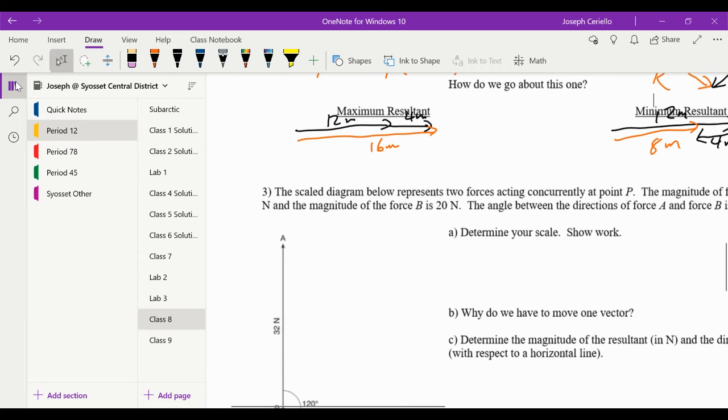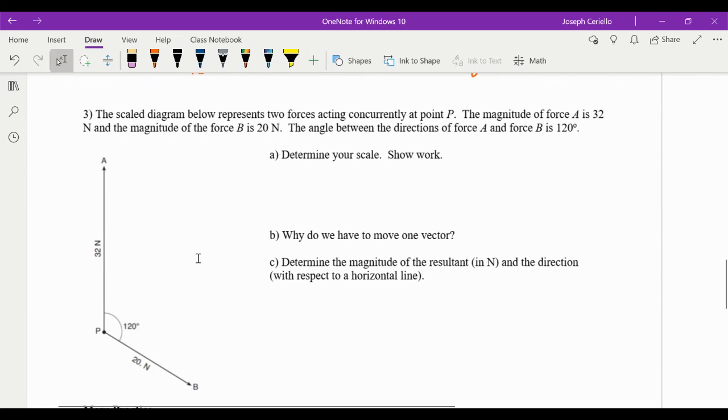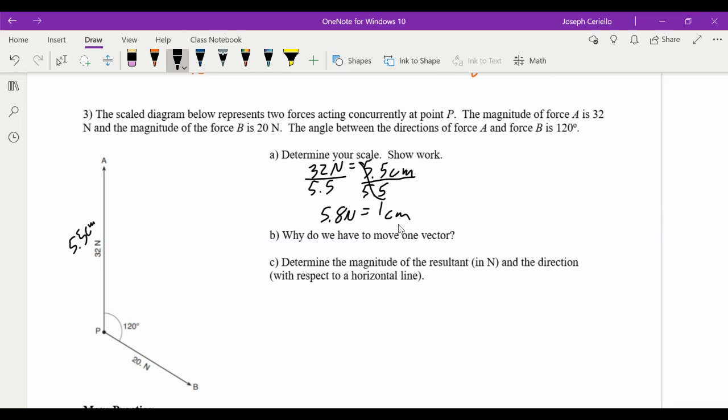Okay, so let's measure that out. This is 5.5 centimeters. And I'm going to write it out actually in a few places. This is 5.5 centimeters. So to make my scale, I know that 32 newtons equals 5.5 centimeters. Now, I always like to get a 1 in front of the centimeters, so what I'm going to do is divide both sides by 5.5. What does that come out to be? I think it comes out to be about 5.8 newtons equals 1 centimeter. So there's our scale.